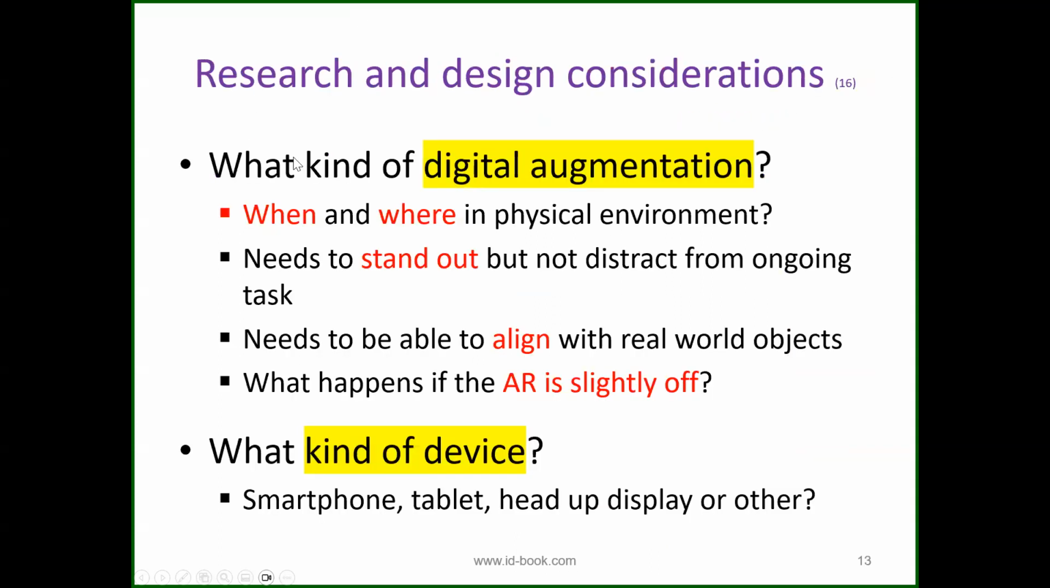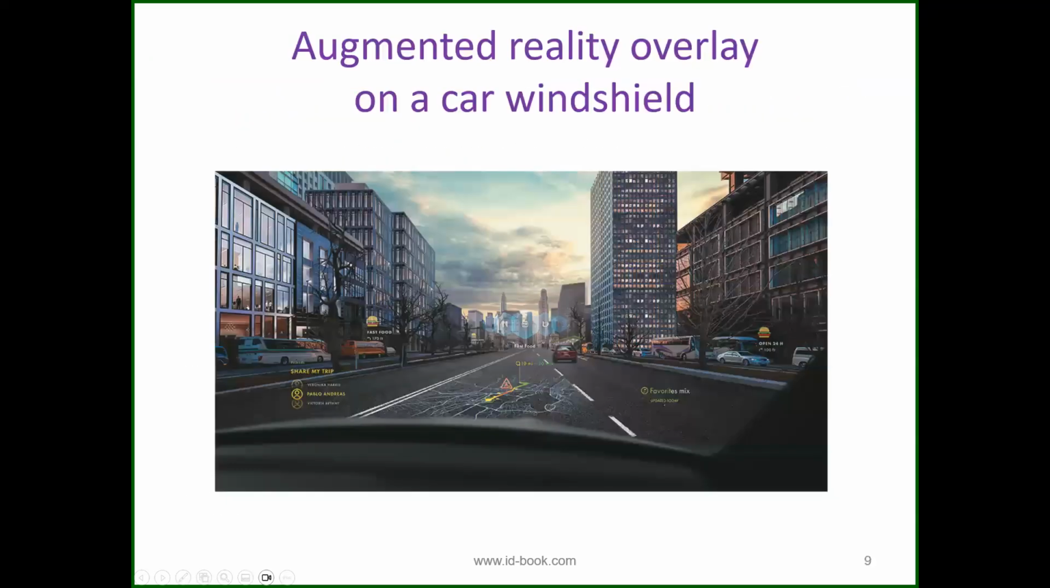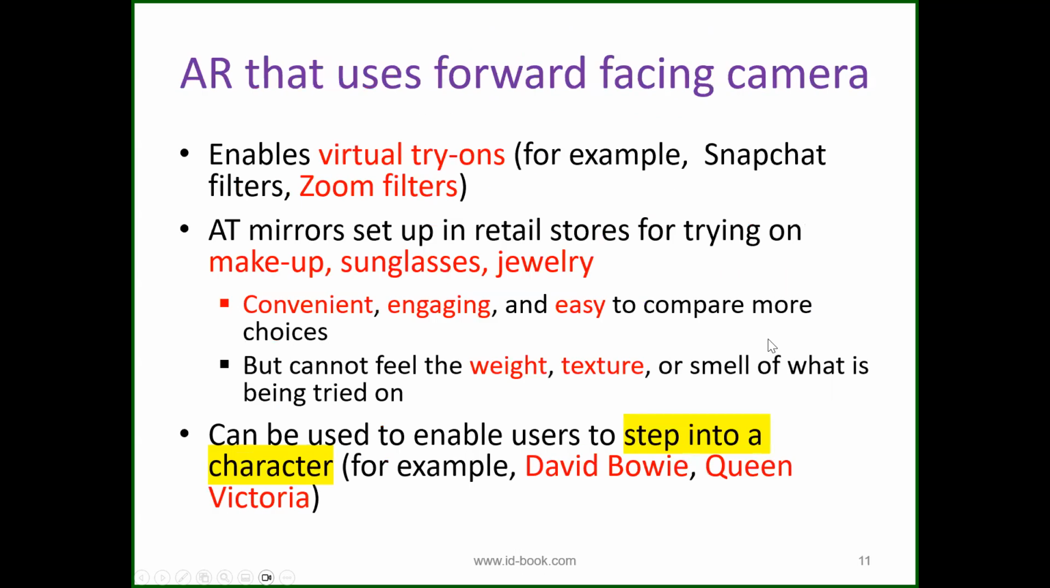Research and design considerations include what kind of digital augmentation you want, where and when in the physical environment you want to do this, and what needs to stand out without distracting from ongoing tasks. It needs to align with real world objects. For example, we were trying to show a restaurant on the car windshield, so we used a burger in one of the slides to show that there is a fast food center. So this is the image that we used.